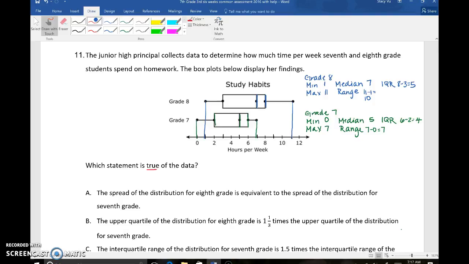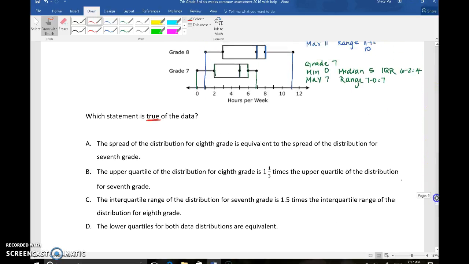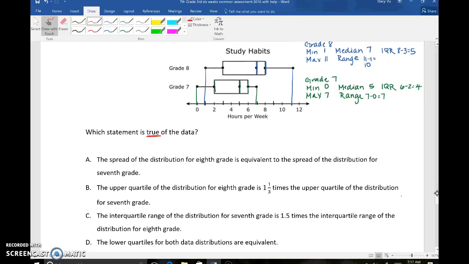So which statement is true? So we're looking for the true statement. And A, it says the spread of the distribution for 8th graders is equivalent to the spread for 7th graders. So spread and range are the same thing. Spread is equal to range. Okay, so the spread for 8th graders is 10, and it's saying, is it equal to the spread for 7th graders? The range for 7th graders is 7, not equal to.